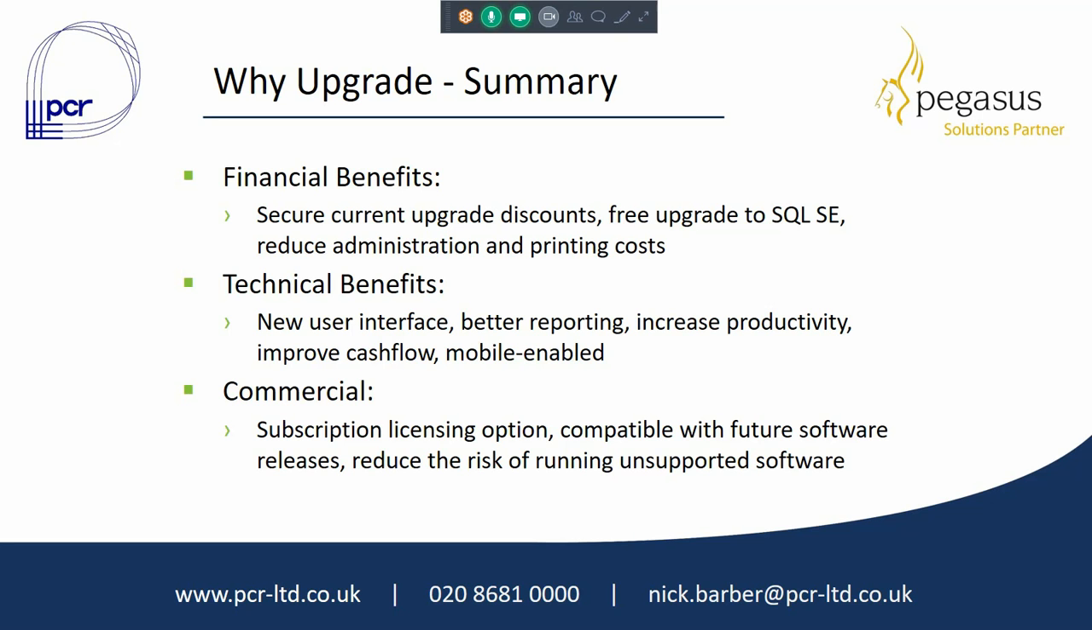Commercially, you've got a variety of options available to you now, so you can go with a subscription licensing based model that will probably carry you through into the next release of Opera 3. You've also got compatibility with future software releases ensured with Opera 3. Unlike Opera 2, where a new release of Windows comes out and may not be compatible, you reduce the risk of running unsupported software within your business.